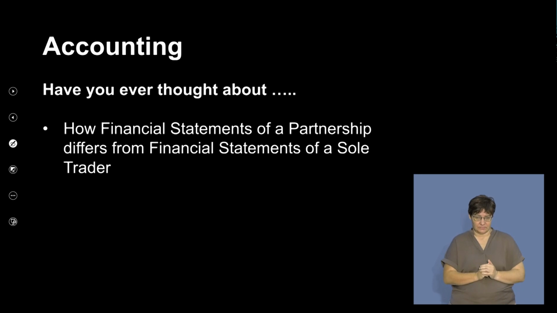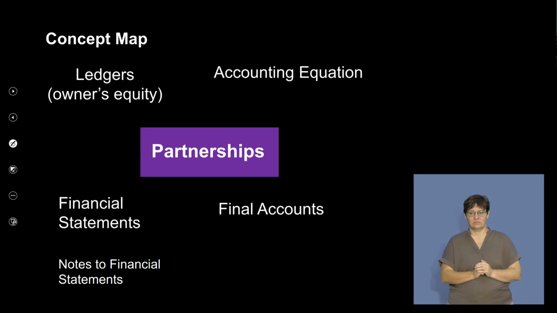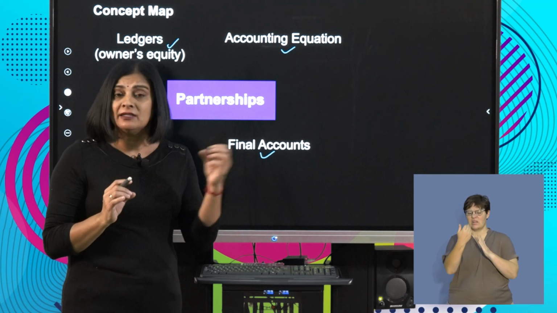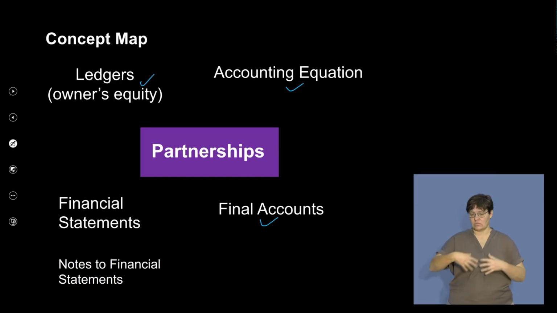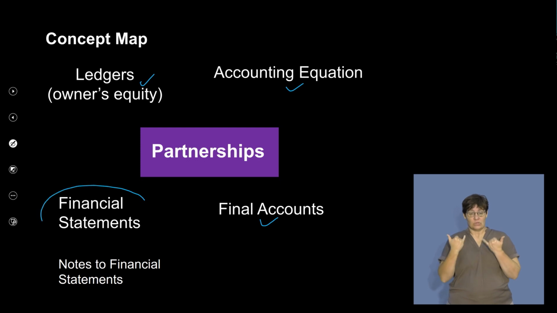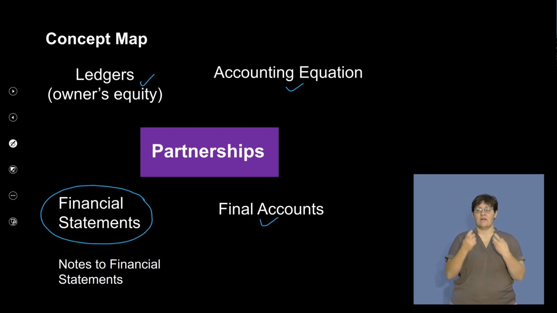So let's move on. Remember, looking at the big picture, we've focused on unique transactions. We used the accounting equation for that. We also looked at ledgers as well as final accounts. What happens at the end of a financial statement? What are the final accounts that are drawn up? In today's lesson, our key focus will be on financial statements, including notes to financial statements.